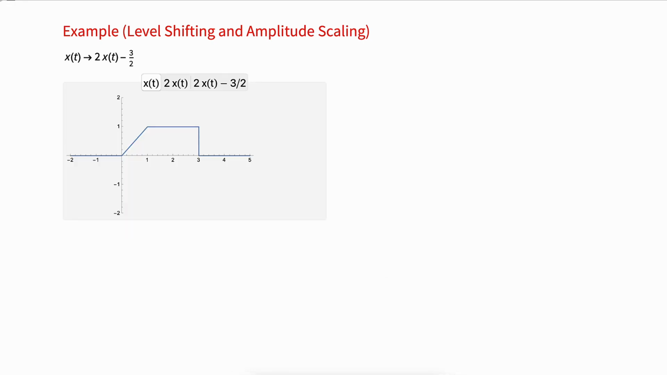For this transformation, we went from x of t, which is shown here, and multiplied x of t by 2, which caused the amplitude of the signal to increase. We had signal magnification. And then when we subtracted 3/2, the level of the signal decreased. The signal shifted down vertically.